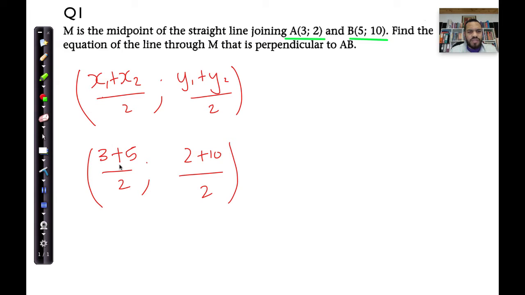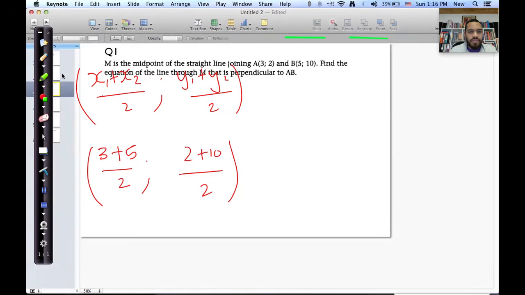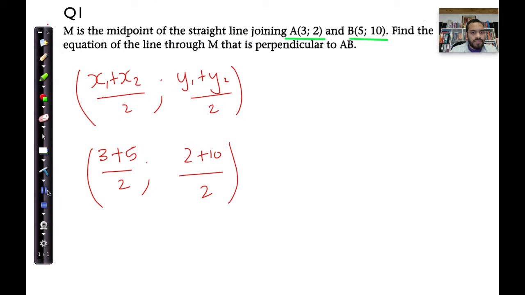Right, so what is 3 plus 5? 3 plus 5 is 8. 8 divided by 2. Oops, that's my bad. Okay, so we're back over there. 3 plus 5 is 8. 8 divided by 2, what does that give us? That's going to give us 4. And then over here, 2 plus 10 is 12. 12 divided by 2 is 6. So this gives us the coordinates of M, right? So I'm going to just put there big M. M has got coordinates 4 and 6.